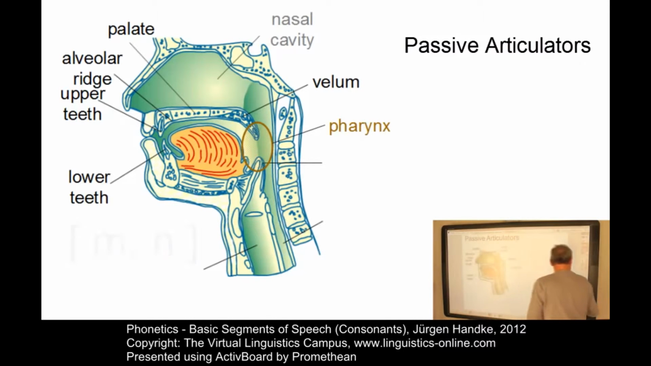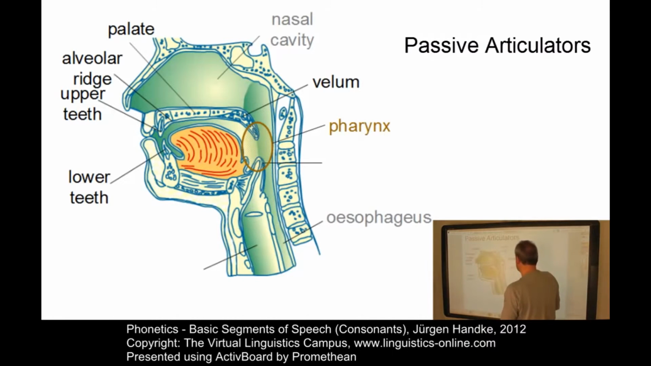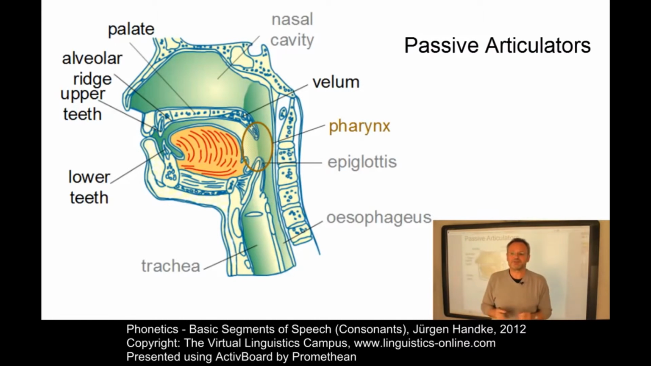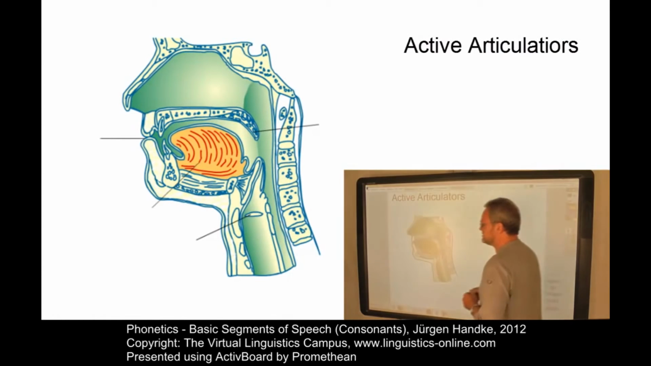In the back of the mouth we find the food pipe or esophagus. The trachea or windpipe is used for breathing and for the airstream. And finally we have the epiglottis over here, which is attached to the anterior part of the thyroid cartilage, and it functions as a closure to the entrance to the larynx during swallowing. Let us now look at the active articulators.